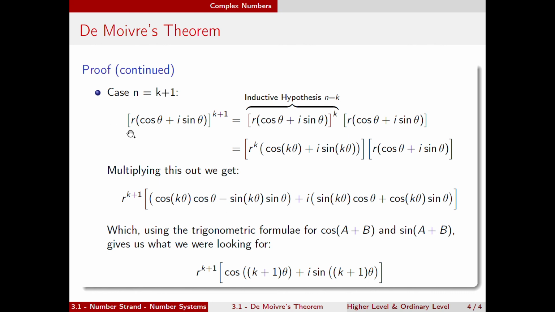So we have shown that r times cosine of theta plus i sine of theta, all to the power of k plus 1, is equal to r to the power of k plus 1 times cosine of k plus 1 theta plus i sine of k plus 1 theta.